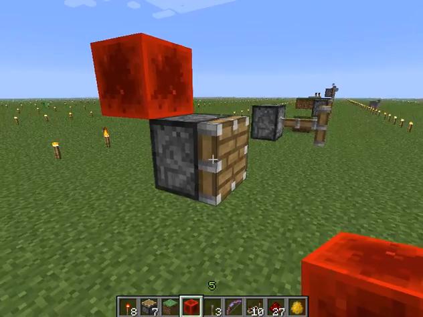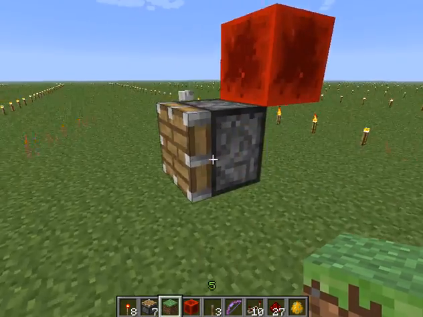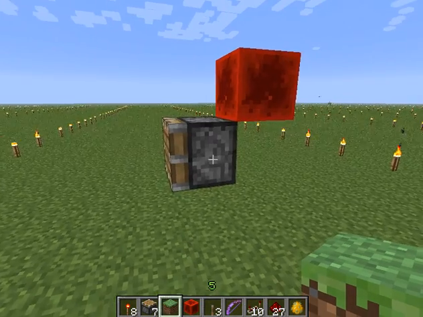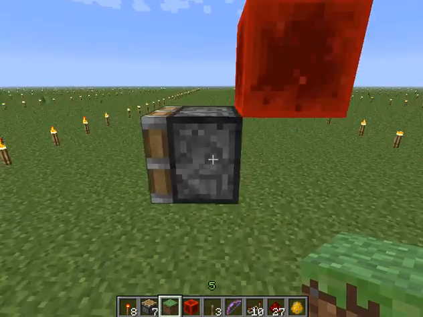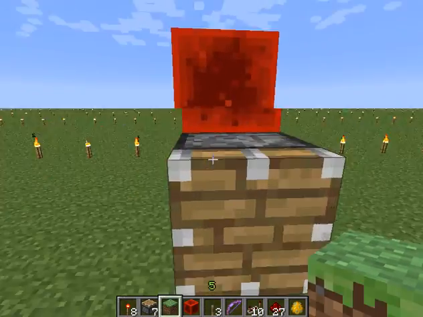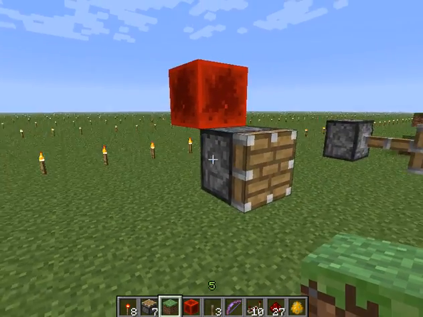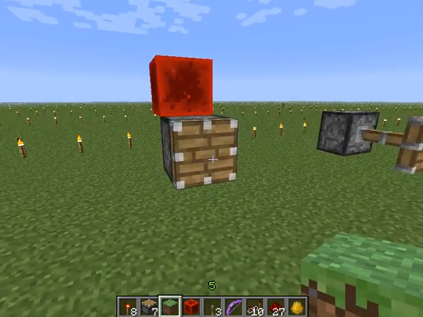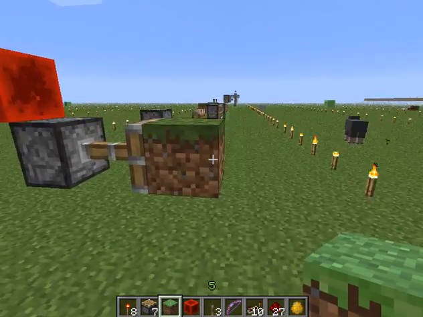And we can demonstrate that that's true by doing what's called a block update. I'm sure you've heard the term before. If we make any change to any of the blocks that are touching the piston, so above, below, or to any side, then this piston will extend because it's powered. So just for example, if we touch there, it will extend.